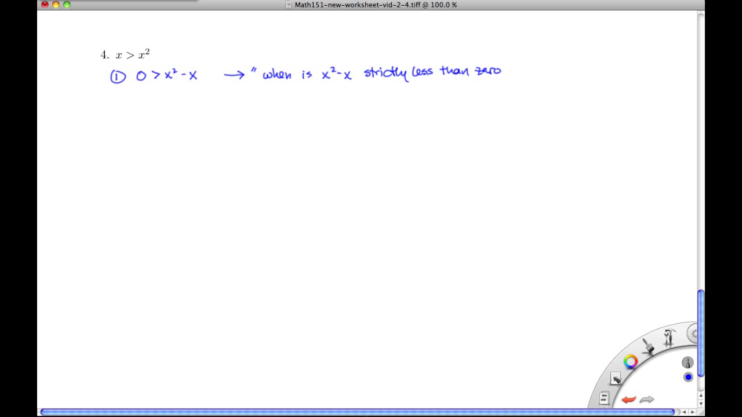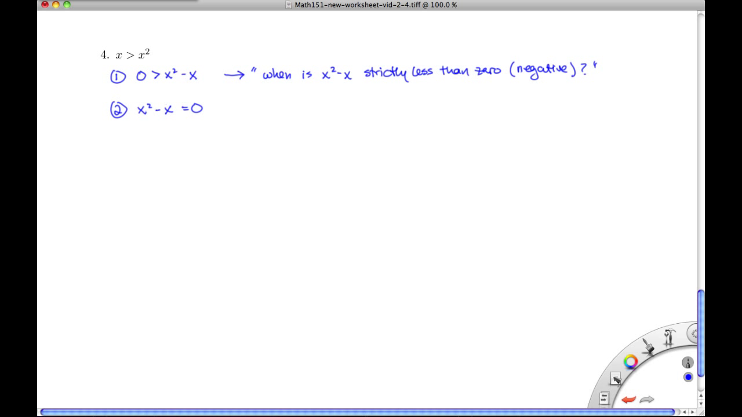That's a 0 there. Essentially, when is it negative? That's what we're going to be looking for. Okay, so step 2, we've got to find the zeros of our function. So we're going to take x squared minus x, set that equal to 0, and then solve.